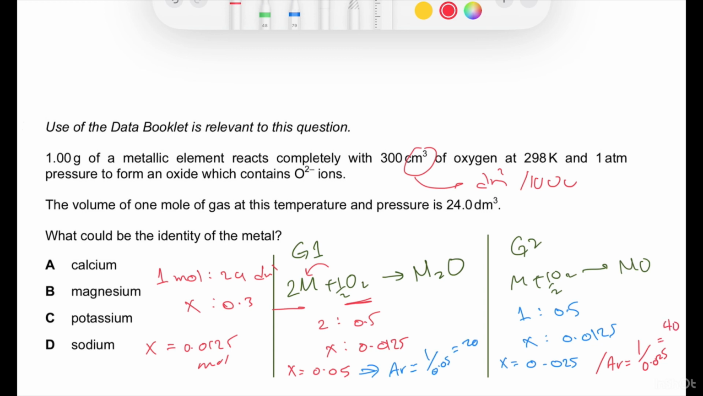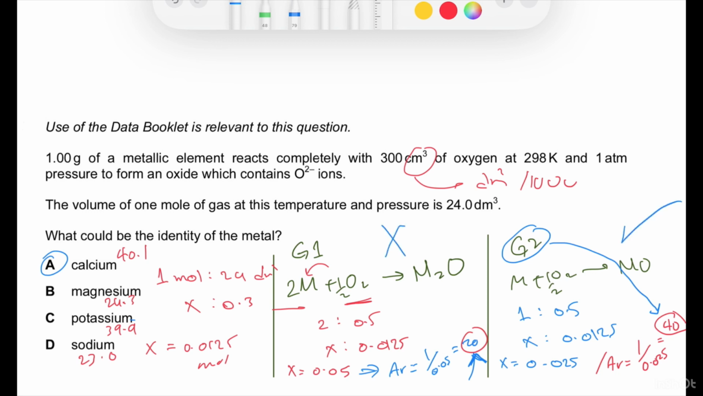Which of these elements carry 40 or 20? You'll notice that magnesium is 24.3, potassium is 39.9, sodium is 23.0, and calcium is 40.1. And you can deduce something here. The element that we have in group 2 has an Ar of 40, and actually it's good for calcium. The reason why we didn't choose potassium is because it's in group 1, and the Ar that we got for group 1 is 20, and it's not for potassium. That's why we take this and we exclude this from our calculations, and the answer is calcium.